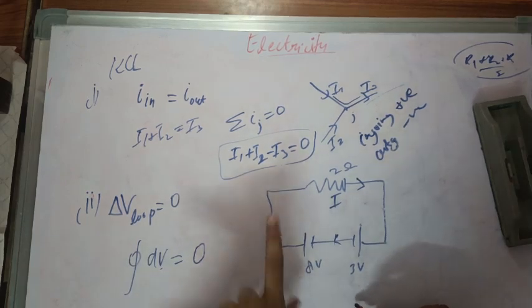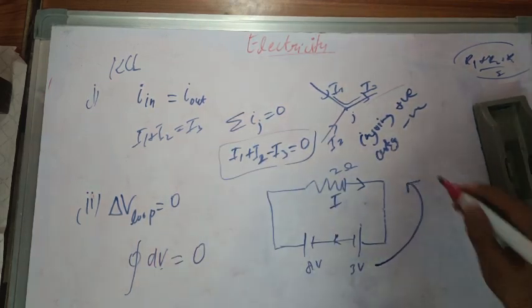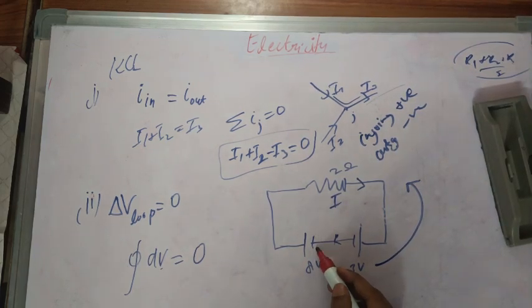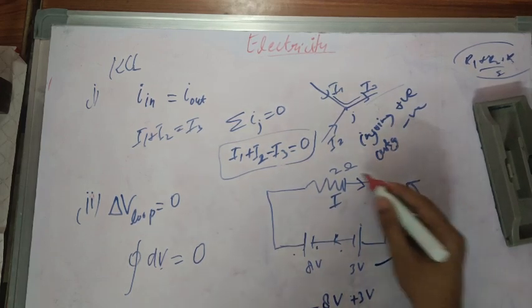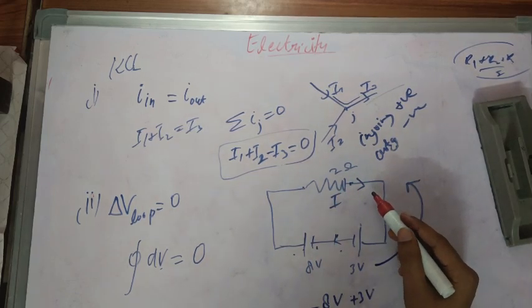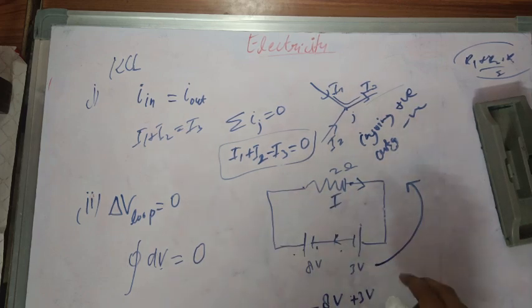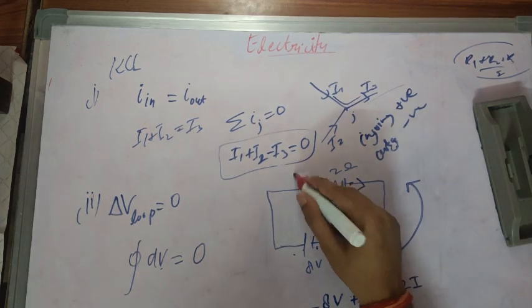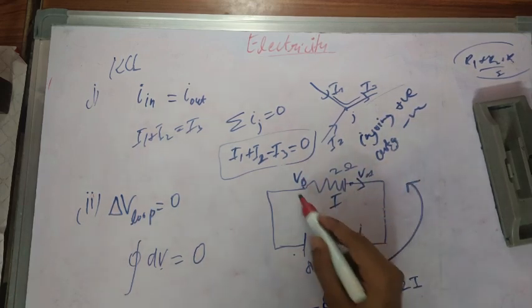Let's say I am taking the potential drop in this manner, so V final minus V initial. If I go in this manner, then this is the negative side and this is the positive side, so this will give minus 8 volt. Final minus initial gives 3 volt, and this is IR, where current is flowing in this direction. This current direction is opposite to the direction I am going, so I will take plus 2 ohm into I. Since this is, let's say, VB and this is VA, I have to take VB minus VA.